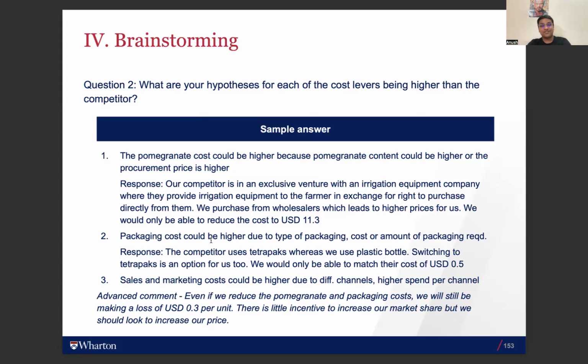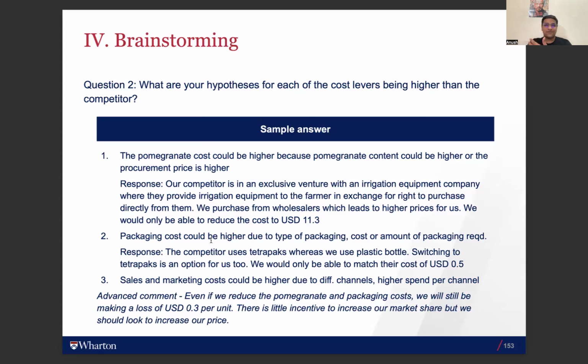So the interviewer's response is, okay, our competitor is in an exclusive venture with an irrigation equipment company where they provide irrigation equipment to the farmer in exchange for the right to purchase directly from them. We purchase from wholesalers, which leads to higher prices for us. We would only be able to reduce the cost to USD 11.3. Okay, so now we have new information that the competitor directly purchases these pomegranates from the farmers, but we purchase them from wholesalers, and we can go as low as 11.3. We cannot go lower than that. So we can't do anything really there. We brainstormed, we thought of possible reasons, we got an answer, and that is what the interviewer is looking for, whether you can think about all these things or not.